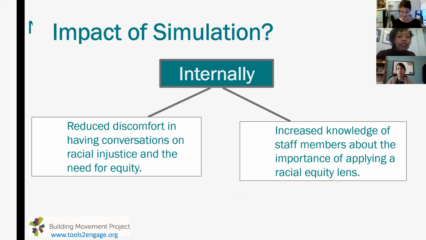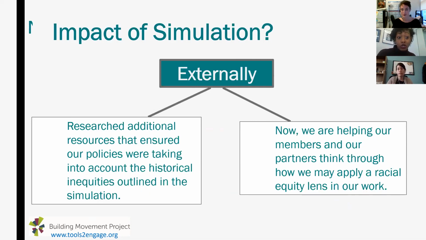So let's go ahead and get to the impact of the simulation externally. Yeah, so externally, what came out of that for us was that we quickly realized we needed to do some additional research on resources that ensured we were not just looking at the policies, but taking into account the historical context. There's a long line of inequities that are outlined in the simulation.